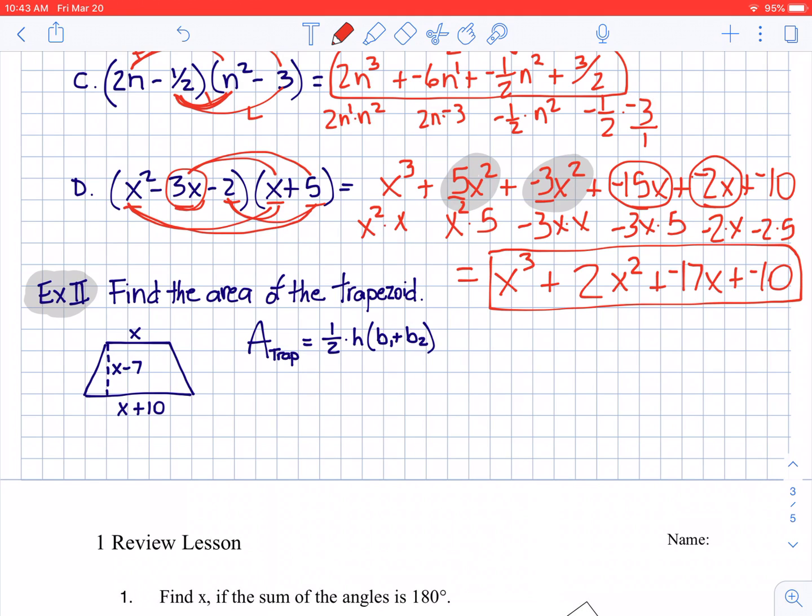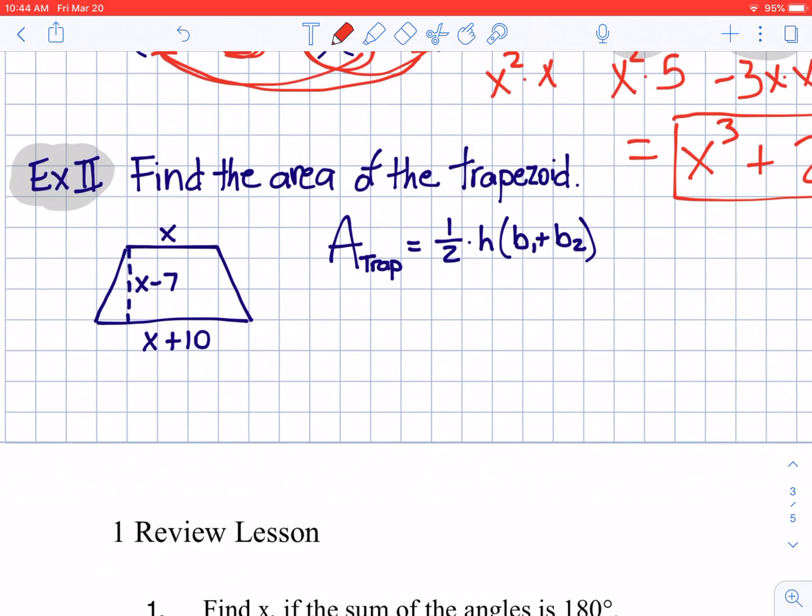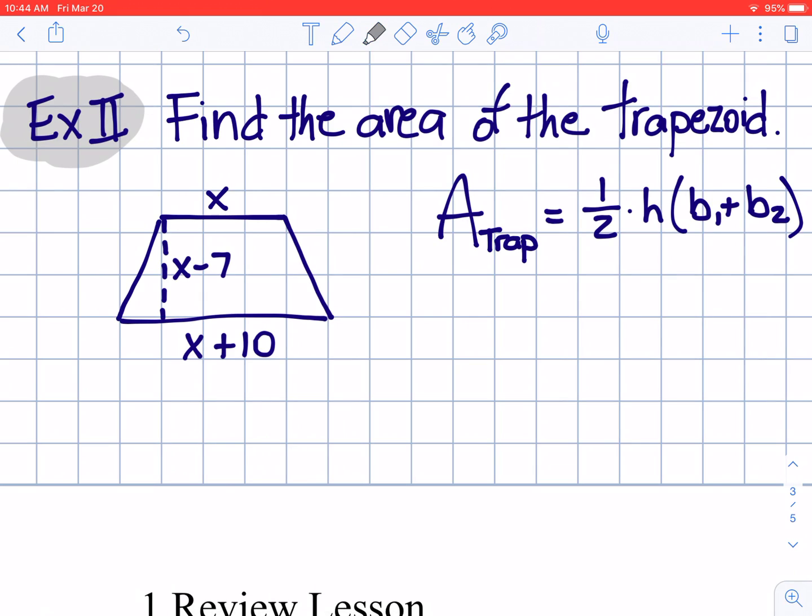Finally, here's an example using maybe a problem. We have a trapezoid, and they say find the area of this trapezoid. And they give us the dimensions of the trapezoid, notice, are all in some sort of variable notation. So the top base is x, the bottom base is x plus 2, and then the height is x minus 7. All right, so here we go, area.